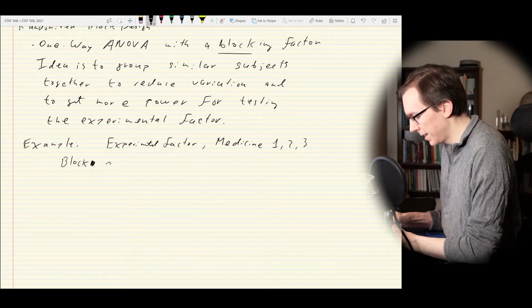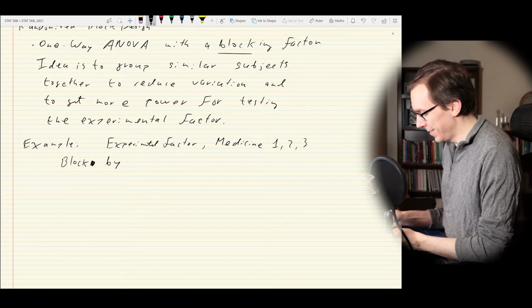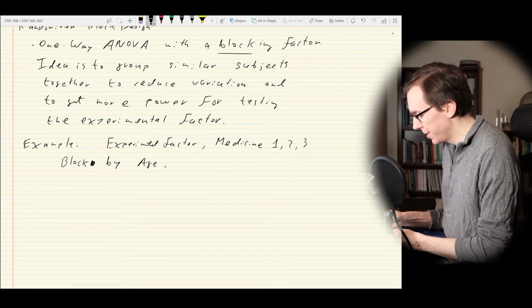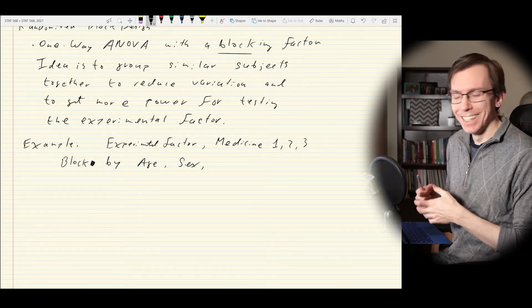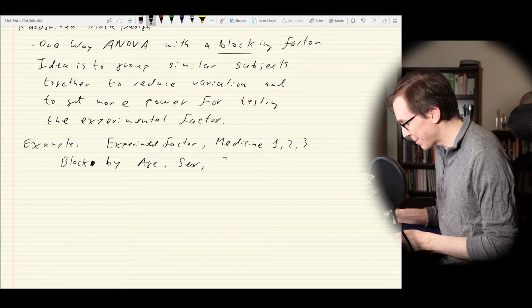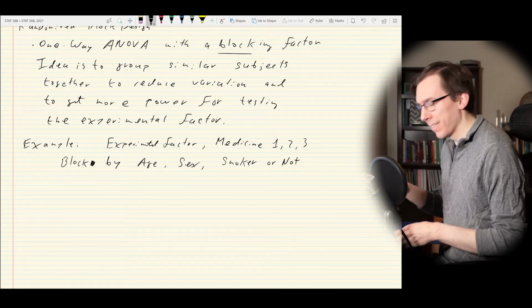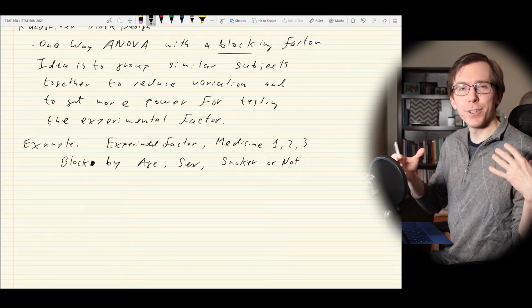You can block by really whatever you can imagine, right? You could block, like I mentioned, by age. You could block by sex. You could block by, I don't know, what else can you block by, right? In some sense, you could block by so many things. You could block by, let's say, smoking status. Are you a smoker or a non-smoker? You could do so many different types of blocks, and the main idea would be to reduce variability.